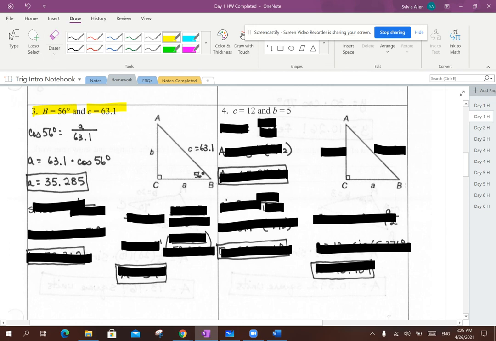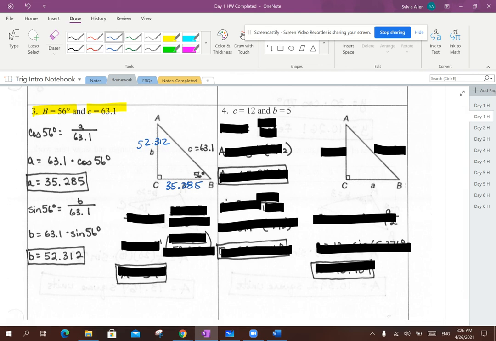And then I'm going to go ahead and label it. So A is 35.285. And then now I'm going to do sine of 56 degrees, and then I'm going to solve for B. And so B is 52.312. And then now I need to do my angle.